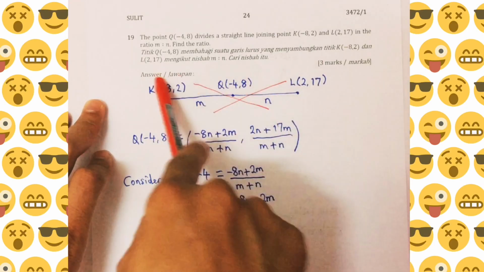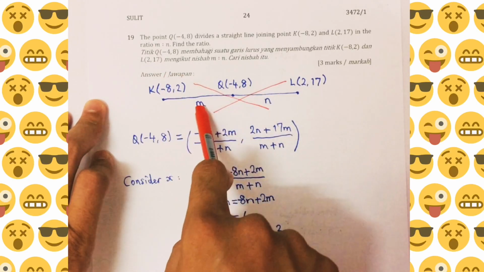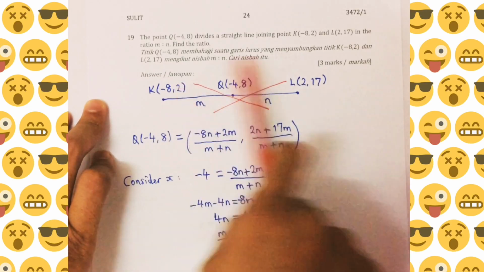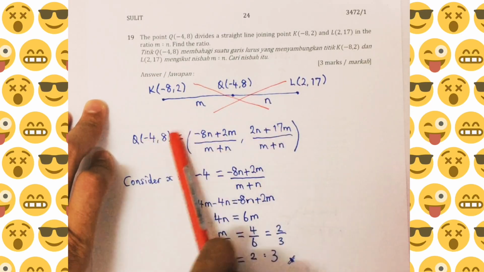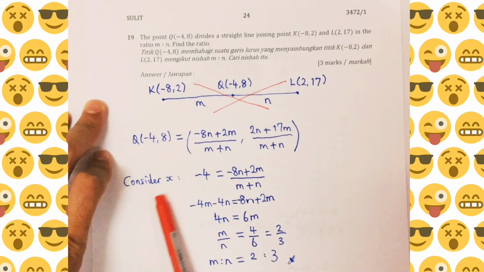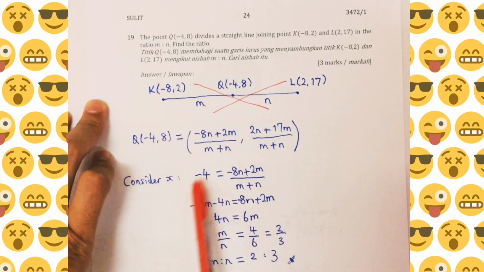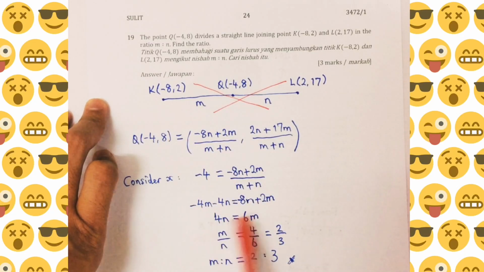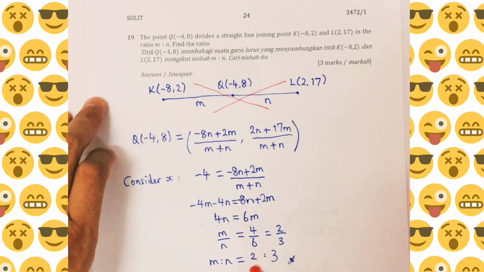If you cross multiply using the x coordinate, so n times negative 8 will be here, and then plus 2 times m will be here, and then over m plus n. And then you do the other side for the y coordinates, you get this term. So now if you consider one of the coordinates, either x coordinate or y coordinate, it doesn't matter, both will give you the same answer. If you take the x coordinate, we will equate negative 4 equals to this one. So you write this, and then you cross multiply, you bring over, then you divide 4 divided by 6, so the final answer will be the ratio 2 to 3.